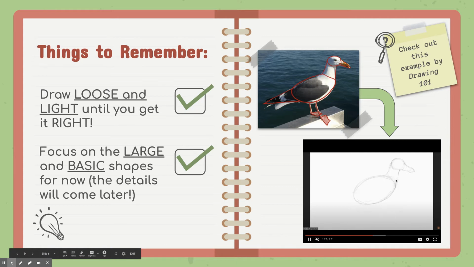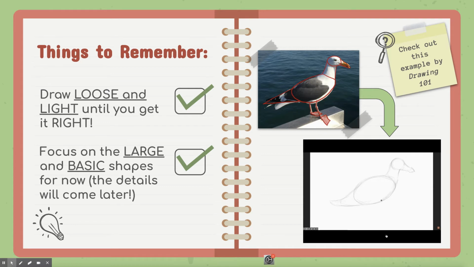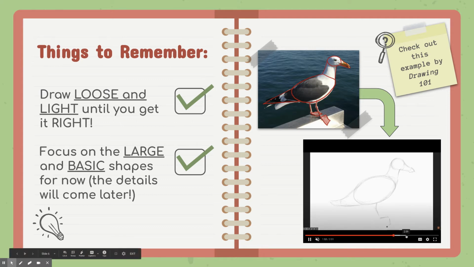So you'll notice an oval for the body, a rectangle for the neck, a circle for the head, and they're just breaking it down into these very, very simple shapes. And notice that he's drawing very, very lightly, and he's kind of going in this sketchy motion where he's going back over the lines a bunch of times until he gets that form right.